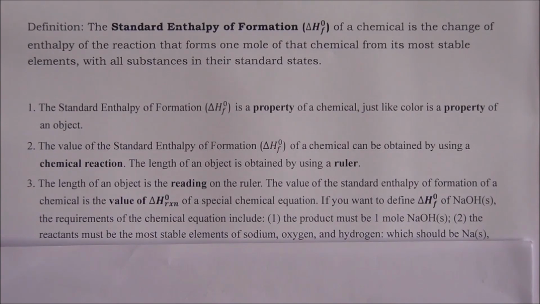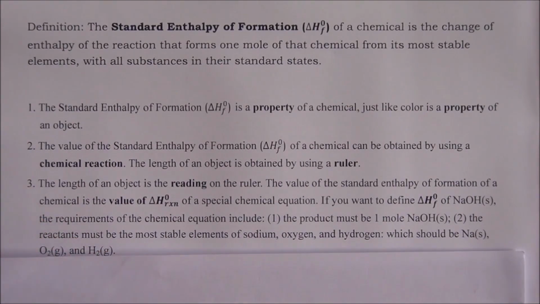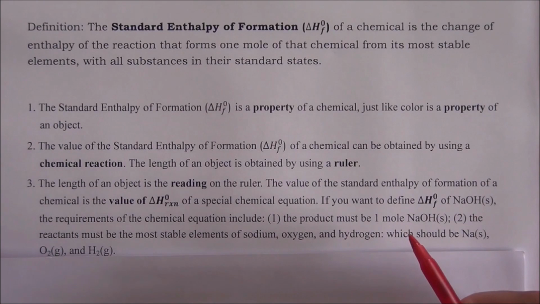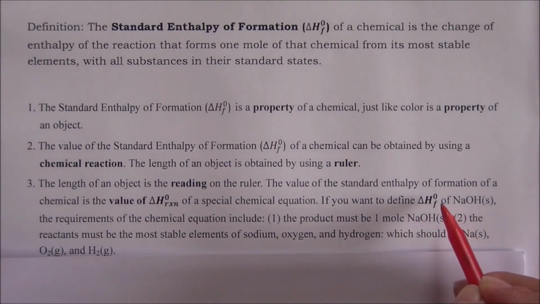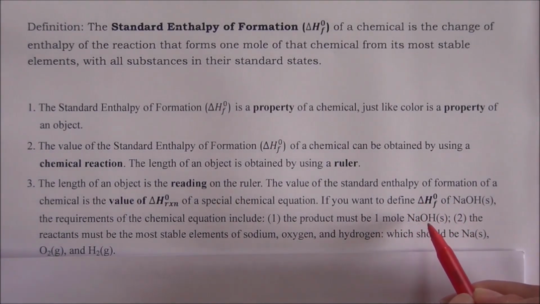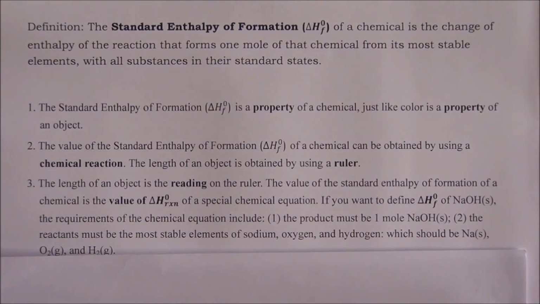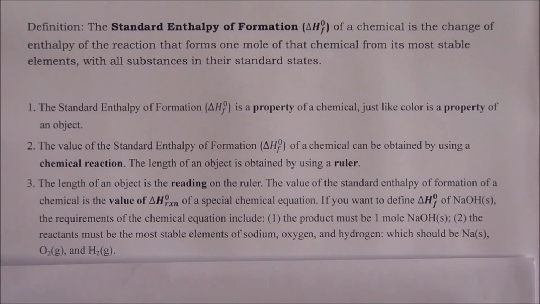The second requirement is the requirement of the reactants. The reactants must be the most stable elements of sodium, oxygen, and hydrogen, because if you look at the molecular formula of sodium hydroxide solid, it contains sodium, oxygen, and hydrogen. Therefore, we need to find the most stable elements of these 3 elements. As I asked you to memorize since chapter 1, you had to know the molecular formulas and the states at room temperature of the most stable elements in the periodic table.